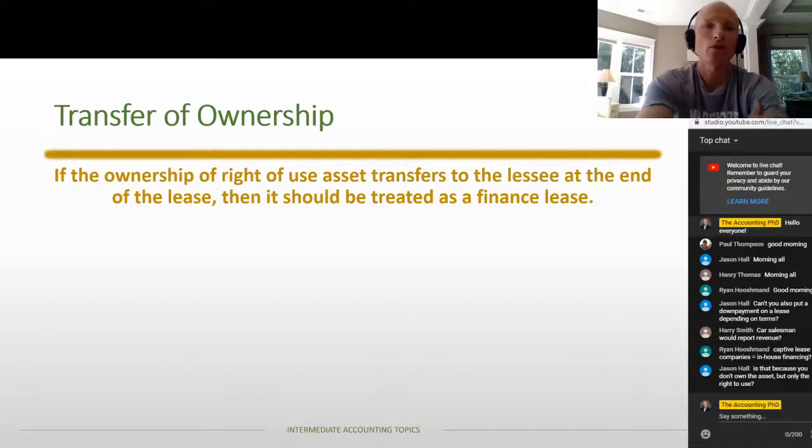All right, let's talk about the first of these guidelines, and it's called the Transfer of Ownership Guideline. If the ownership of the right-of-use asset transfers to the lessee at the end of the lease, then it should be treated as a finance lease. And so within the contract, if there is a transfer of the asset at the end of the lease to the lessee, then it should be treated as a finance lease.